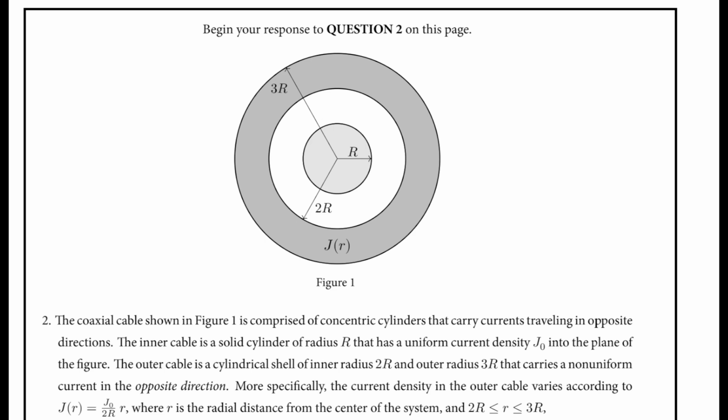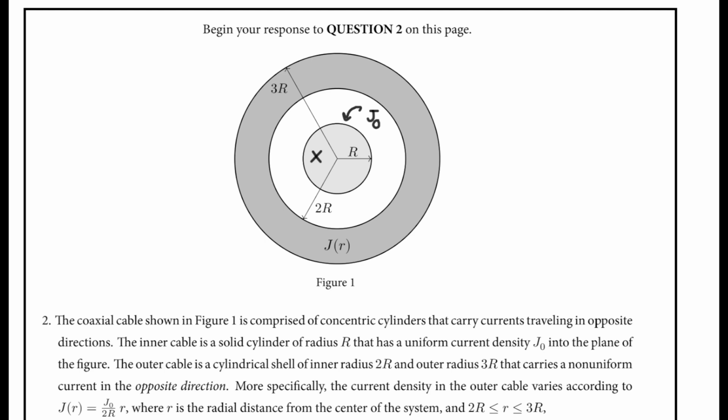So we have a coax cable. It's comprised of concentric cylinders with currents in opposite directions. The inner cable has a uniform current density J0 into the plane of the figure. So this has a current into the page, and it has a constant density, J0.